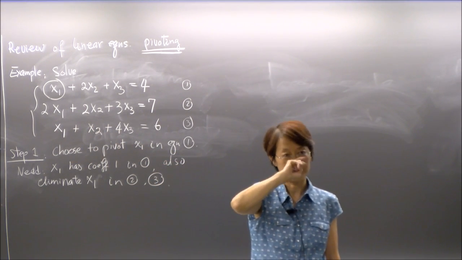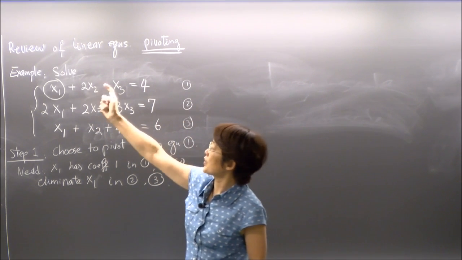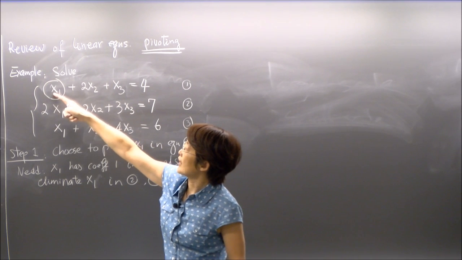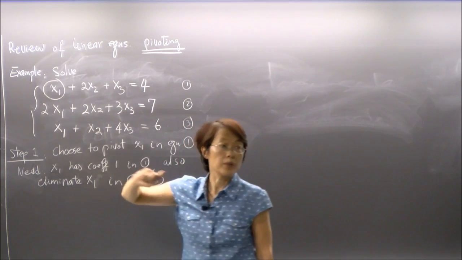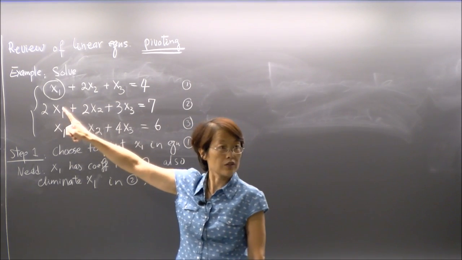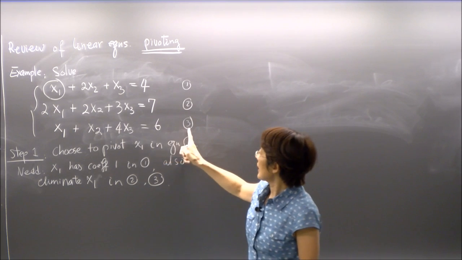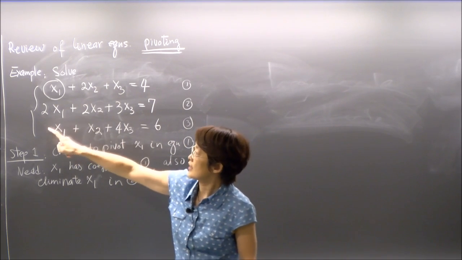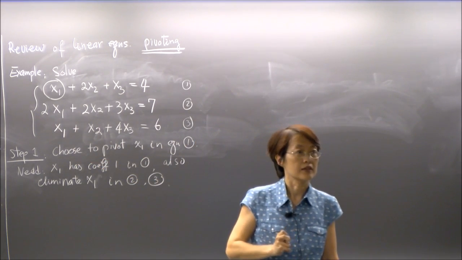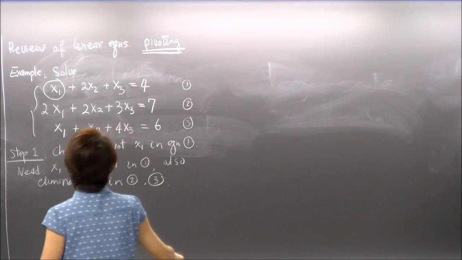How do I do that? Well, I could multiply equation 1 with negative 2 and add on top of equation 2. Is that right? And then this guy is gone. And then I can multiply equation 1 with negative 1, add on top of equation 3, and this will be eliminated. Is that clear? We have all done that, right? So, okay, so I'm going to just do that.